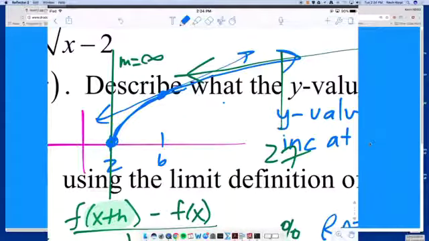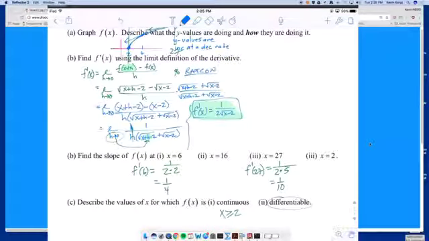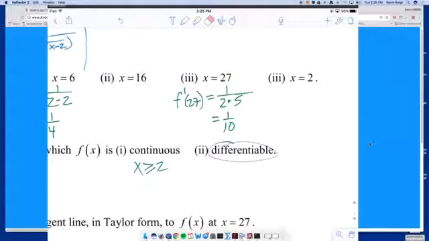Remember, for the left endpoint, we don't have to do the three-step definition of continuity. Because it's the left endpoint of the graph, we only need to see that the limit from the right is equal to the function value. So it's continuous for all values greater than or equal to 2. What we were then about to talk about was whether or not the function was differentiable.